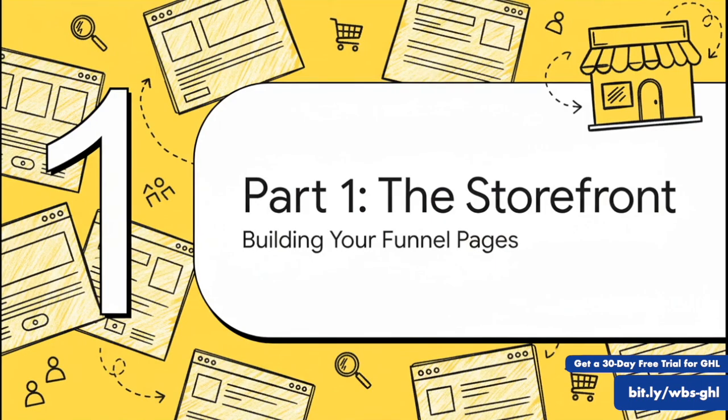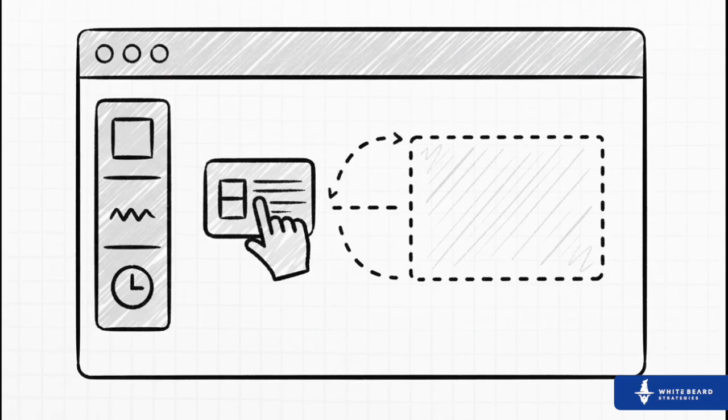Okay, so to get this thing built, we need to think about it in two big parts. First up is what I like to call the storefront. These are the actual pages your potential customer is going to see and click on. This is the visual part of your system. And here's the best part. You do not need to be a coder or a fancy web designer to do this. The Go High Level editor is all drag and drop. Seriously, if you can move files around on your computer desktop, you have all the skills you need to build a professional-looking page. It's built to be that simple.